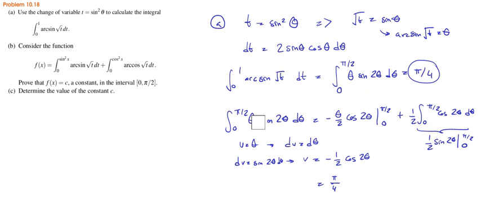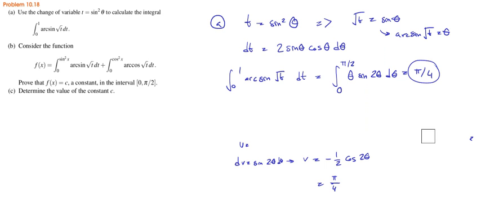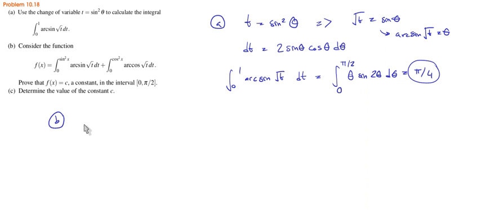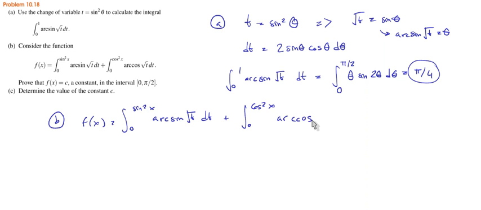Okay, now consider the function, let's do part B. Consider the function f of x, which is the integral between 0 and sine squared of x of the arc sine of the square root of t dt, plus the integral between 0 and cosine squared of x of the arc cosine of the square root of t dt, right? And prove that f is a constant in this interval, 0 to pi over 2.